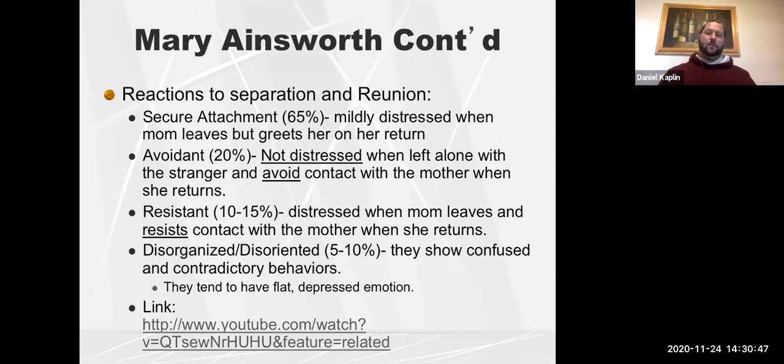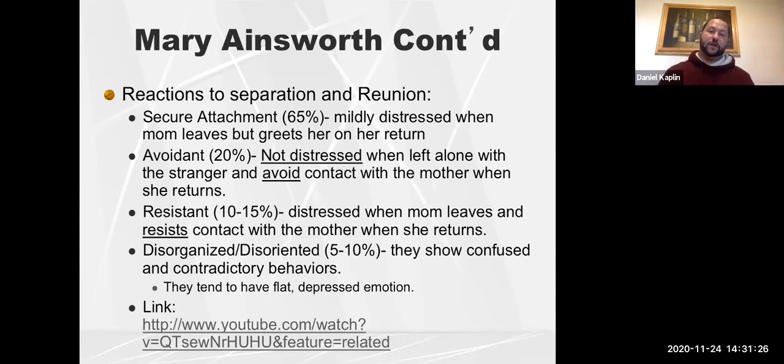She found that about 1/5 or 20% of the children developed an avoidant approach. And in this approach, they were not distressed at all when they were left alone. And then when the caregiver returned, they didn't go up to mom for comfort. So the best word to describe an avoidant attachment is apathy. They could care less about the coming or going of their mother.